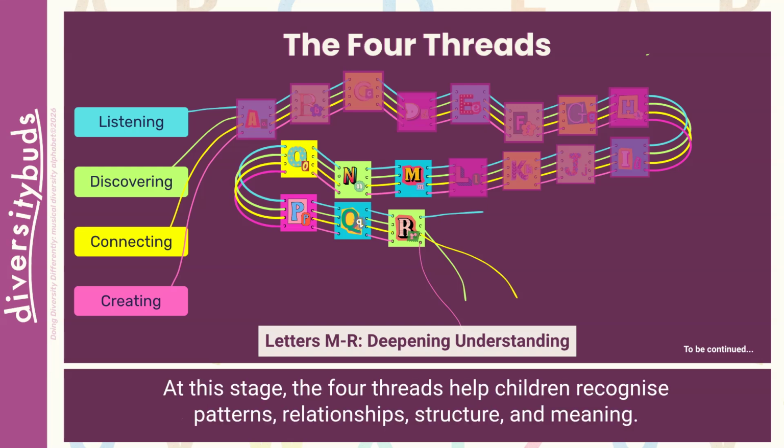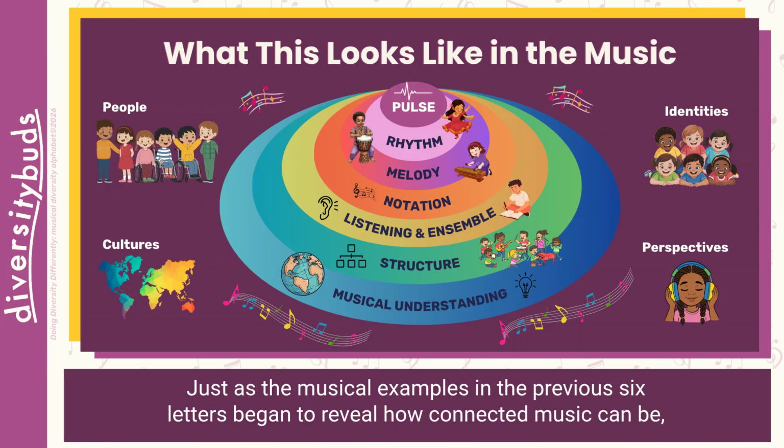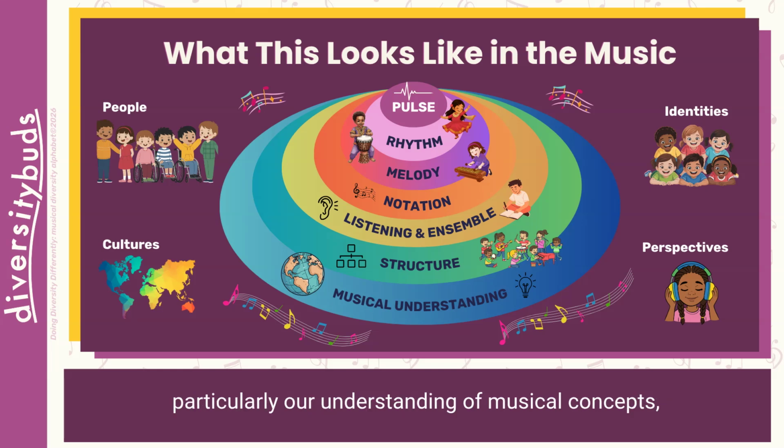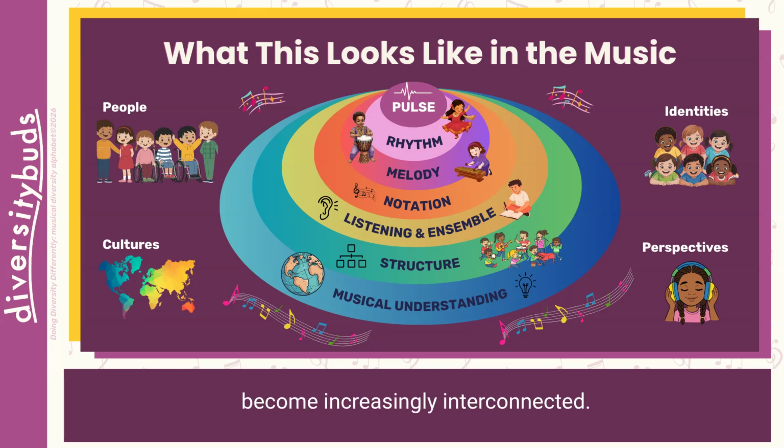At this stage, the four threads help children recognise patterns, relationships, structure and meaning. Just as the musical examples in the previous 6 letters began to reveal how connected music can be, these 6 letters highlight the ways in which musical understanding, particularly our understanding of musical concepts, become increasingly interconnected. Pulse supports rhythm. Rhythm shapes melody. Notation helps ideas to be remembered and shared. Ensemble playing depends on careful listening. Structure gives music shape and direction.